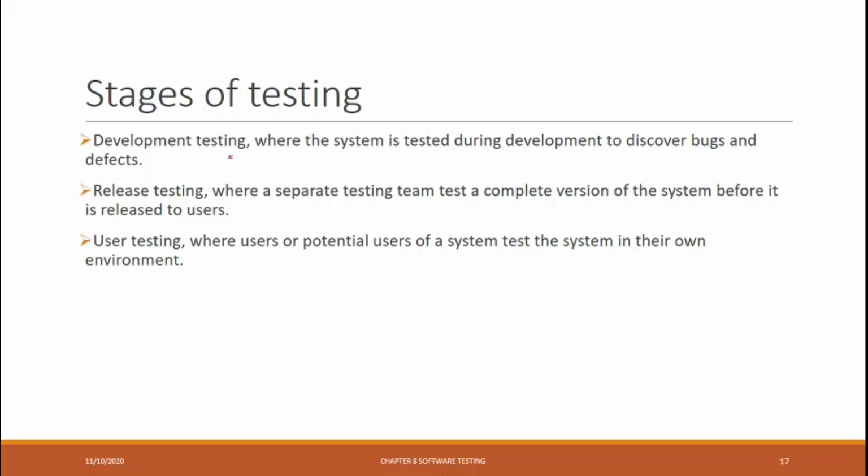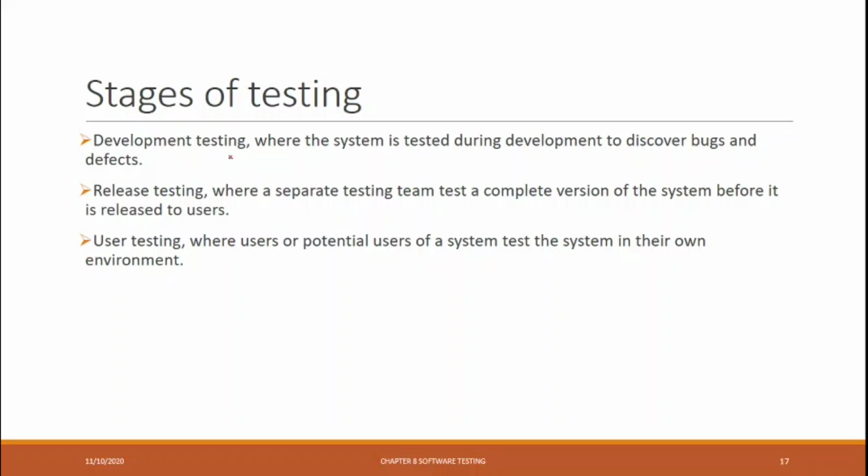In development testing, software engineers, the implementation team, design the product, and it is then given to the testing team. The testing team has various stages: development testing, release testing, and user testing. In development testing, the system is tested during development to discover errors, bugs, and defects in the program.